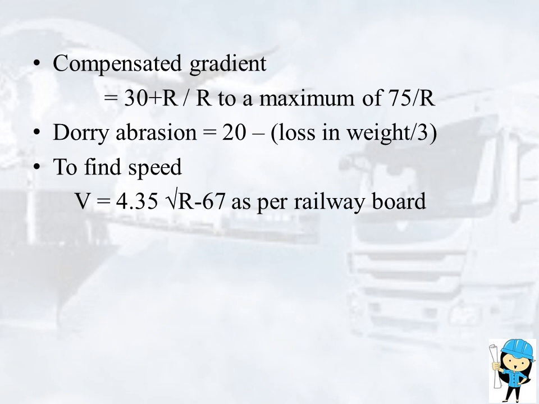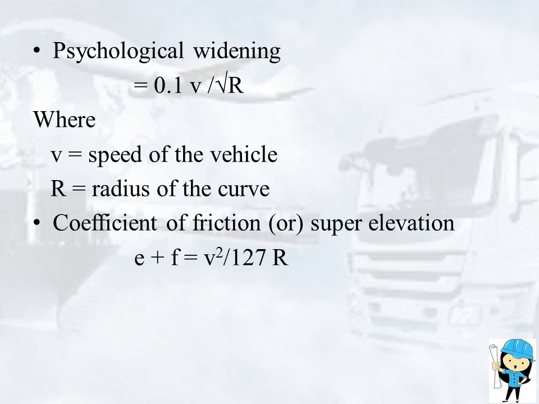Next is Dorry abrasion, which is equal to 20 minus loss in weight divided by 3. To find speed as per the Railway Board, V is equal to 4.35 into root of R minus 67. This formula is used. Psychological widening. The psychological widening formula is 0.1 V divided by root R, where V is the speed of the vehicle and R is equal to the radius of the curve.